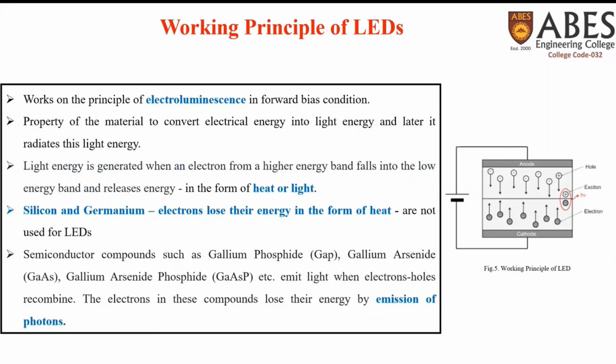If we talk about the basic semiconductor materials, which are silicon and germanium, then the electrons lose their energy in the form of heat. Therefore, these two materials are not being used as the LED constructional materials. Semiconductor compounds like gallium phosphide, gallium arsenic phosphide, emit light when the electrons and holes recombine. The electrons in these compounds lose their energy by emitting photons.